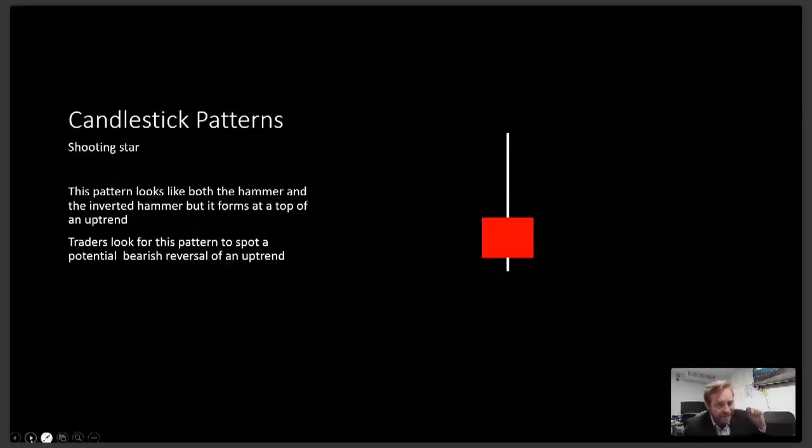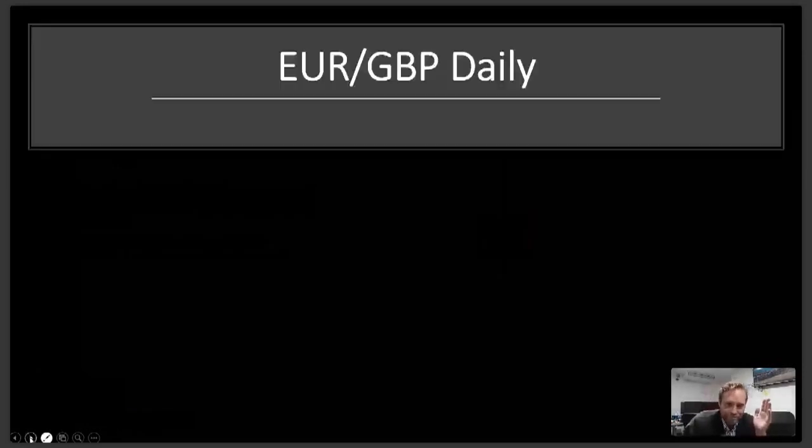So again, this is an uptrend reversal. The previous patterns we talked about are downtrend reversals. This is an uptrend reversal. Easy for me to say. And this is what it looks like. This is the euro sterling on a daily.